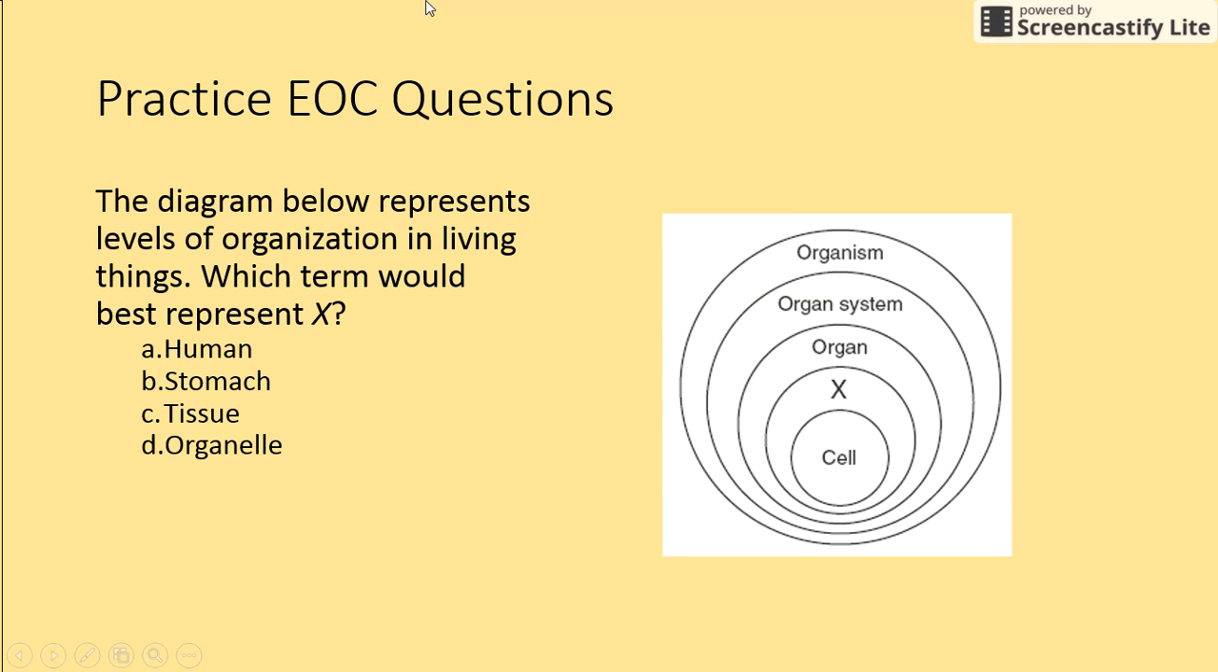All right, so we're going to first do some practice EOC questions before we move into small group, just to get the level of organization down. So the diagram below, or over here, represents levels of organization in living things. Which term would best represent X? So we have cell, something bigger than a cell, then an organ system, then an organism. If we look at our answers, it's not going to be a human because a human is an organism. It's not going to be a stomach because a stomach is an organ. Not going to be an organelle because that is a little tiny part of a cell. The answer is tissue.